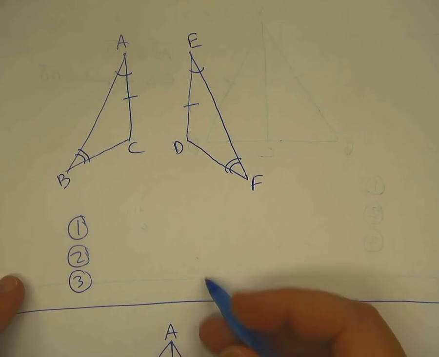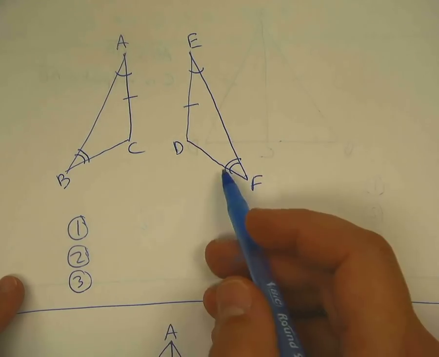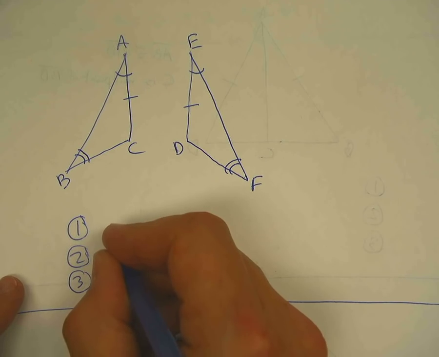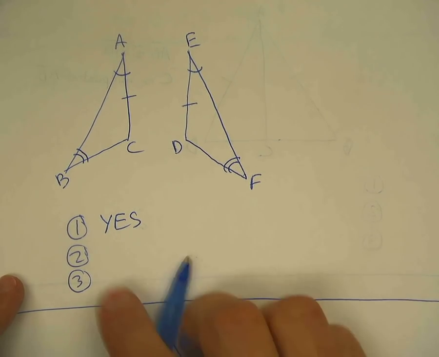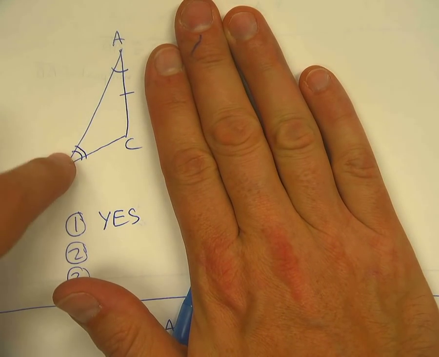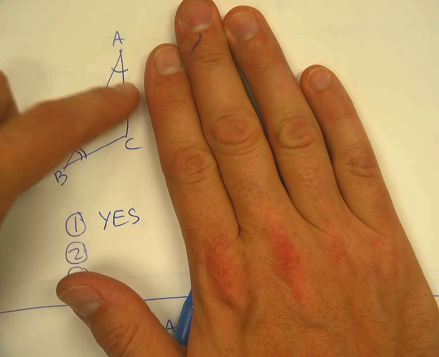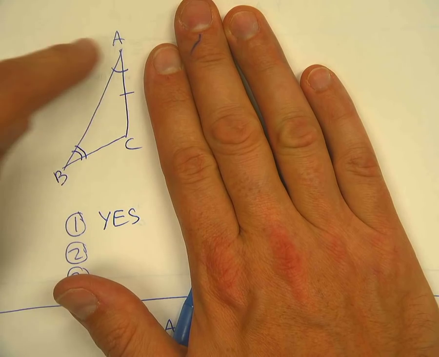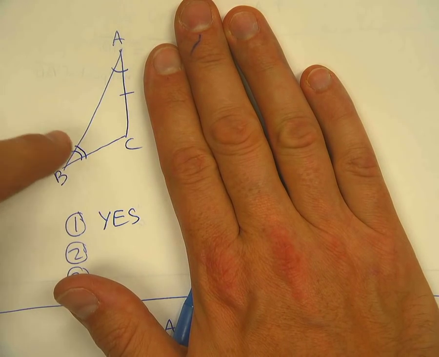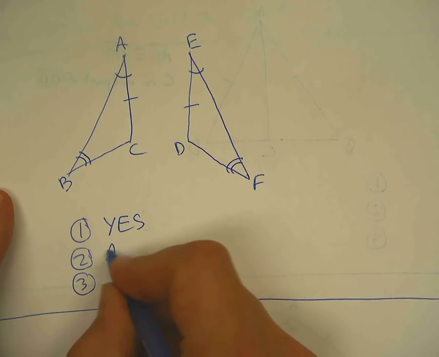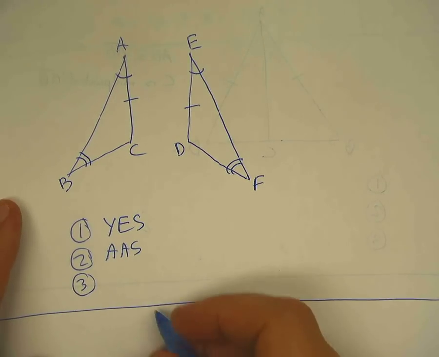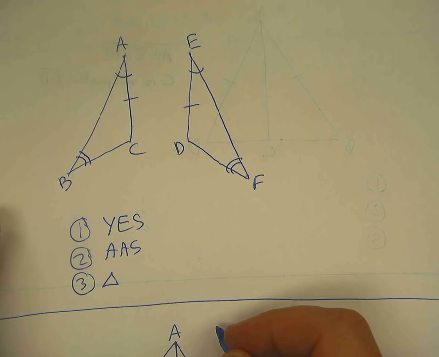First of all, we need to see, are these two triangles congruent? I'm going to say yes, and I'll tell you why in just a minute. If you look at each triangle, you see they have two angles and a side. But the side is not between the two angles, so we have angle, angle, side. So it's AAS.